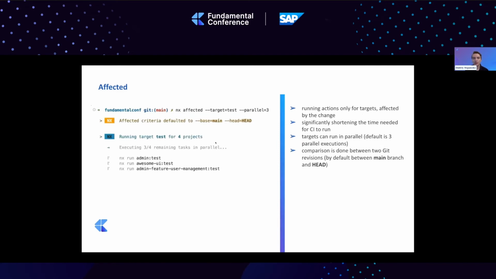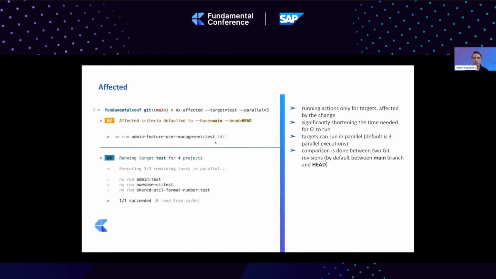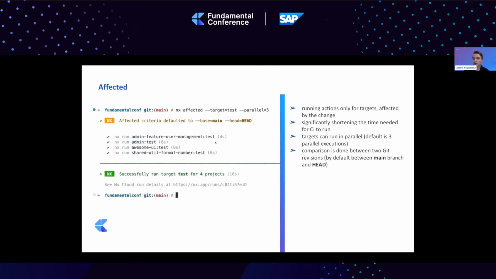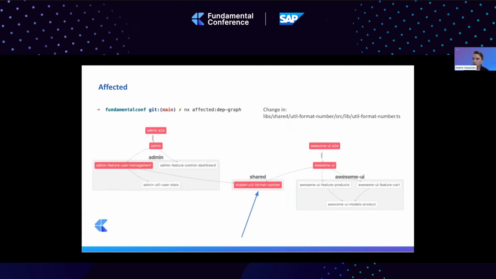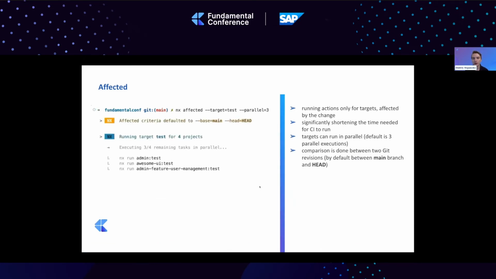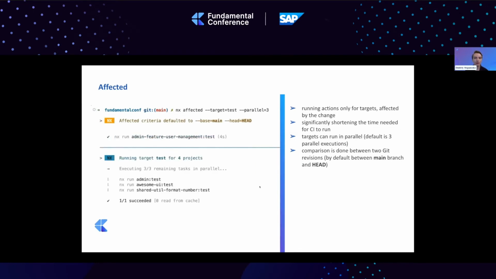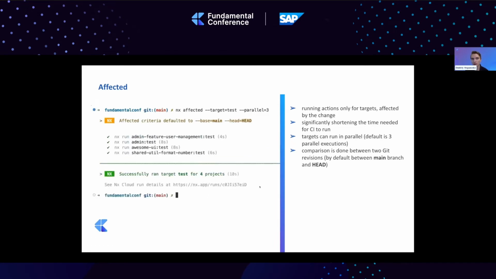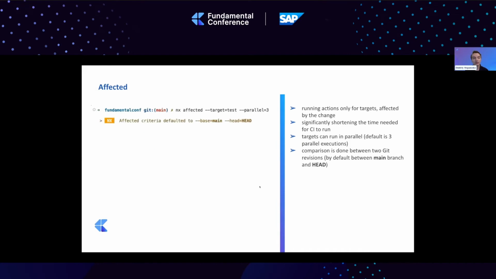In practice, this opens the door for us to be able to run actions only for affected libraries. Following the example on the previous slide, where we changed only this shared utility, we are actually able to run the NX affected target test command. And NX will firstly determine the list of affected projects, pick those that are testable, because end-to-end apps are not testable. They don't have a test target configured for them. And run those tasks.